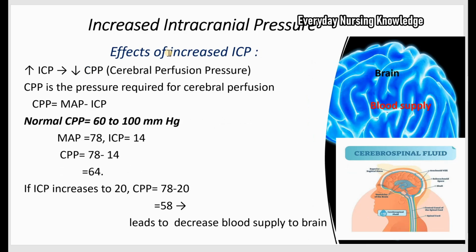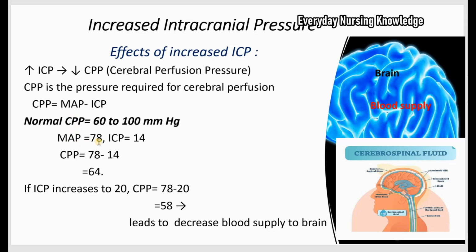Now, what are the effects of increased ICP? As ICP increases, there will be decrease in CPP. CPP is cerebral perfusion pressure. That is the pressure required for cerebral perfusion, or pressure required to maintain adequate blood supply to the brain. Normal CPP is 60 to 100 mmHg, and you will get normal CPP by subtracting ICP from MAP. MAP is mean arterial pressure. It is the average pressure during a cardiac cycle. So when you subtract ICP from MAP, you will get the CPP, which is the cerebral perfusion pressure, or pressure required for adequate blood supply to the brain.